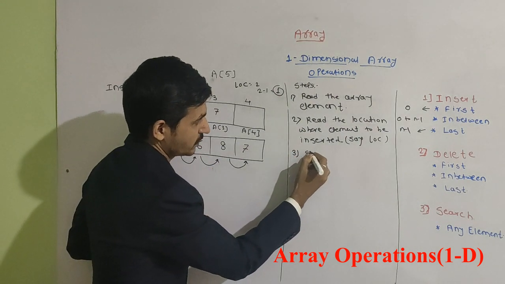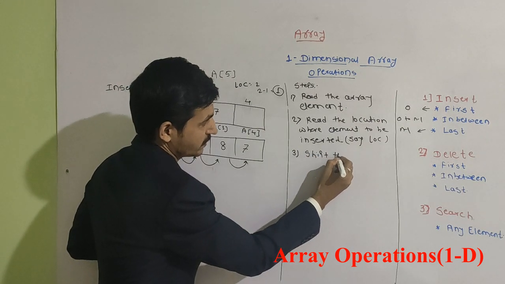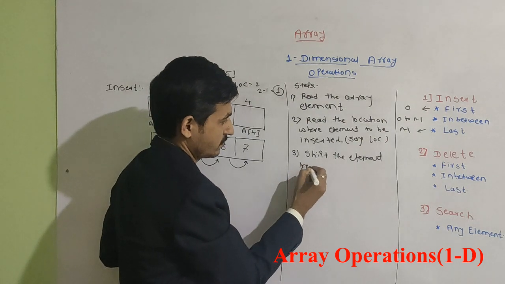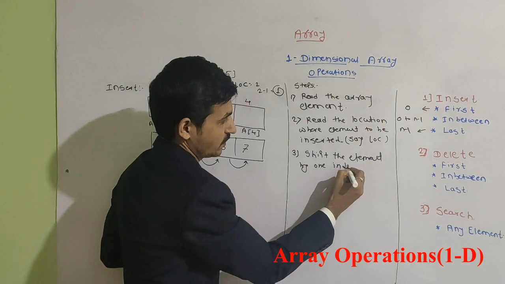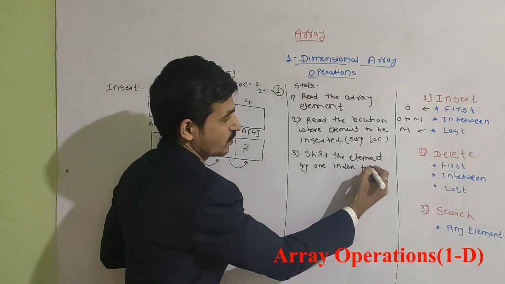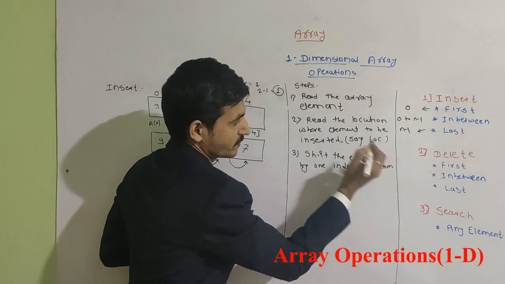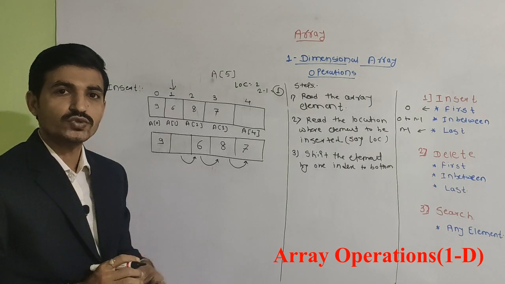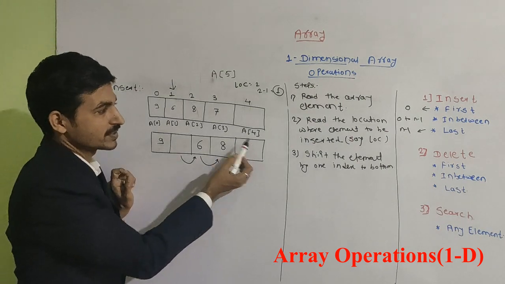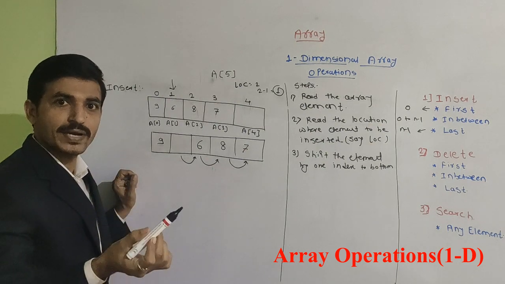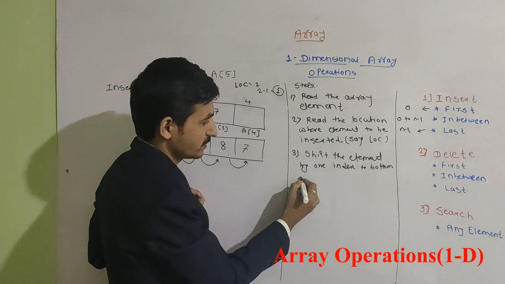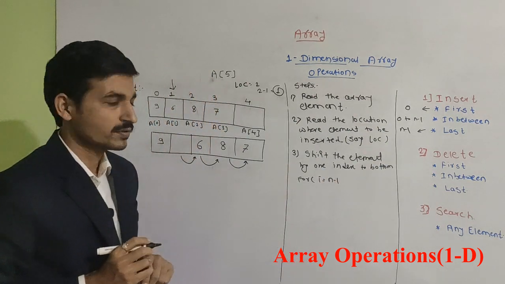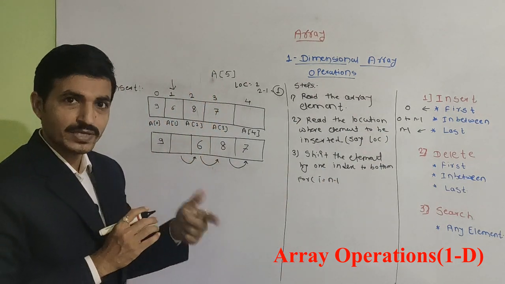Shift the element by 1 index to the bottom. How can we do that, and how can we write it in terms of code? We have to start reading the elements from the last index. So here I should start from n minus 1. Here I write the sample code for that: for i starting from n minus 1, because I want to shift the elements from the last index.